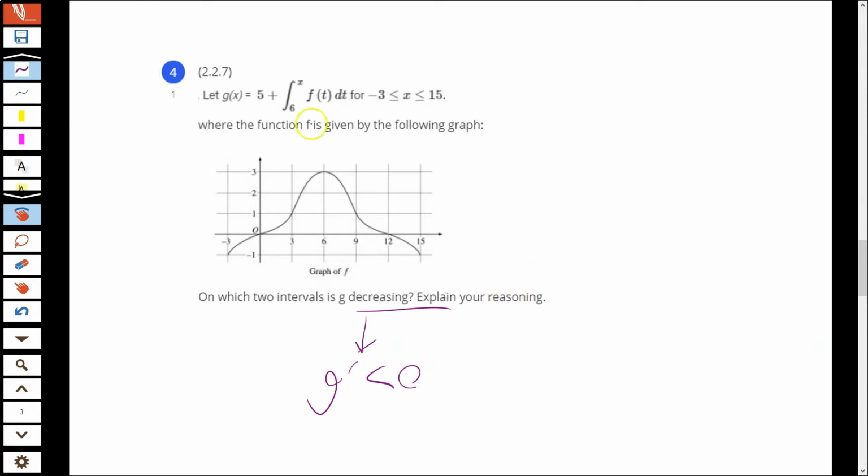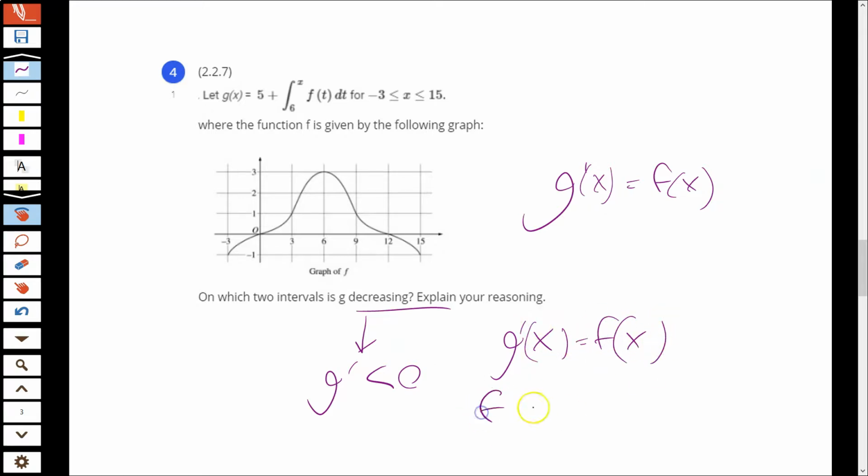Well, g prime, if we take this derivative, g prime of x, the derivative of 5 is 0, so we can ignore that. And then the derivative of this accumulation function is just f of x. So really, we want to say g prime of x is just equal to f of x. So we want intervals where f of x is less than 0.